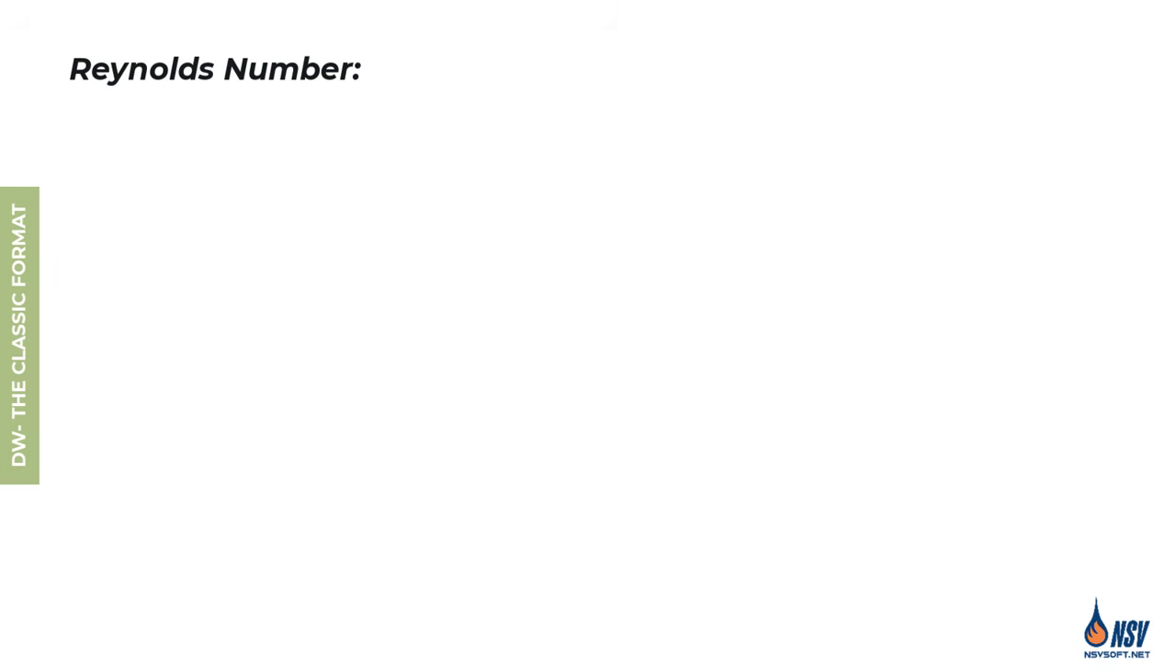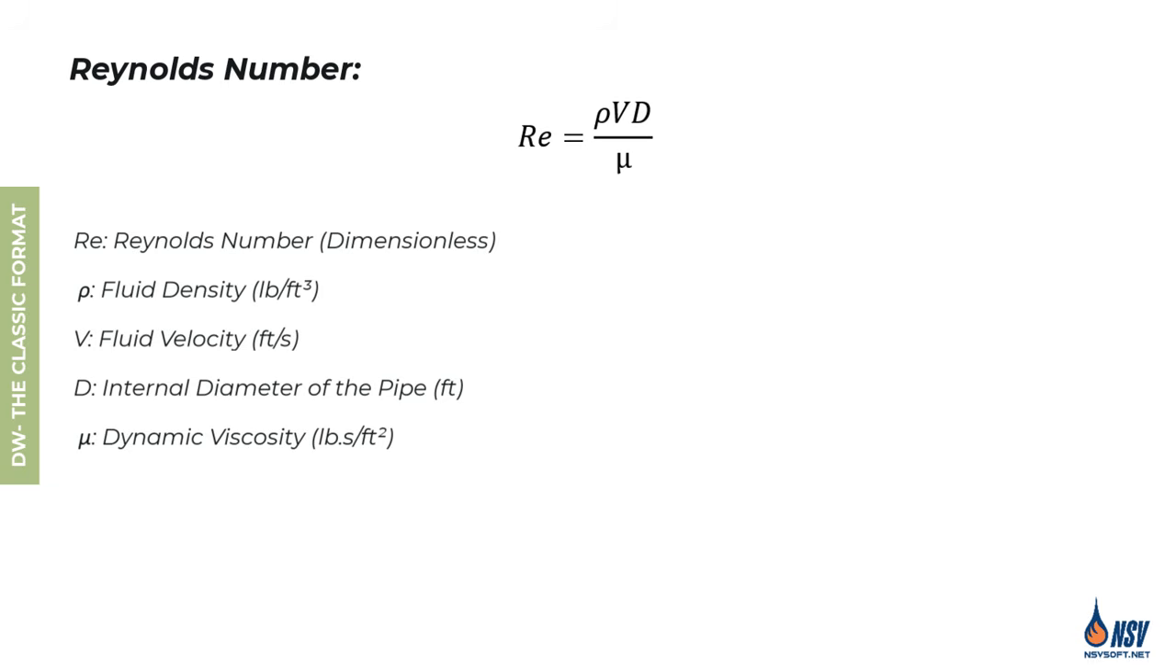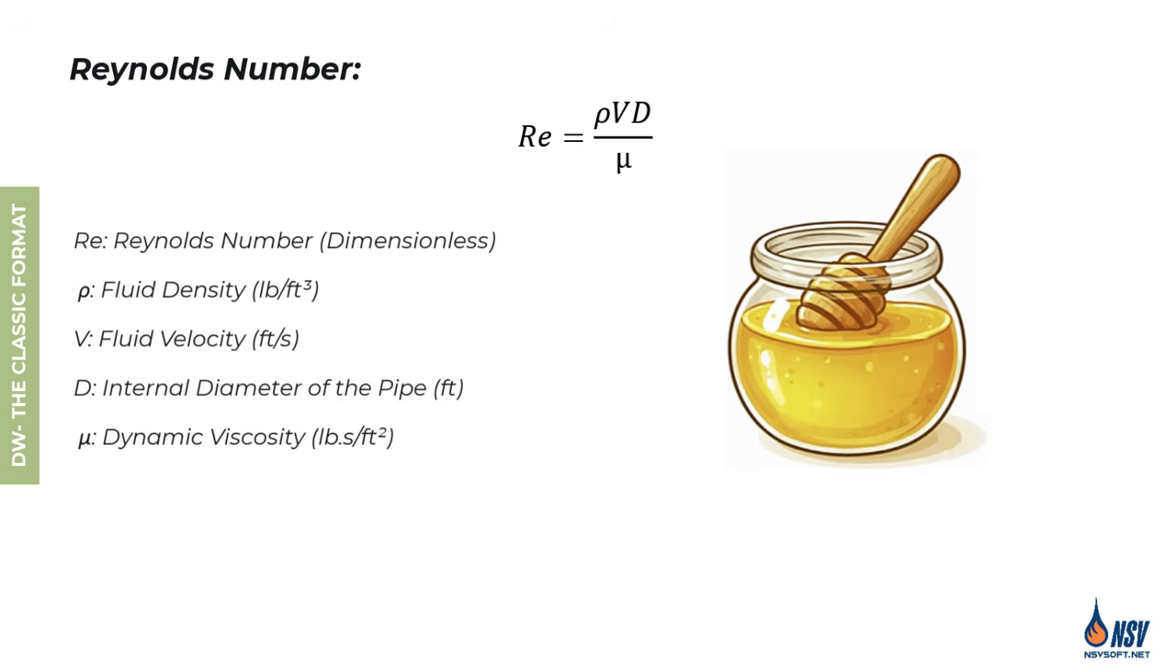It is calculated by multiplying the fluid's density, velocity, and the pipe's inside diameter, and then dividing that result by the dynamic viscosity. Dynamic viscosity is a measurement of the internal friction within a fluid. To understand this intuitively, imagine stirring honey. The resistance we feel against the spoon is a direct result of the honey's high dynamic viscosity.